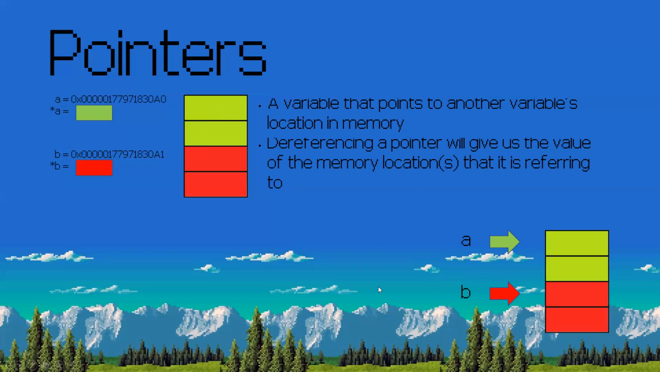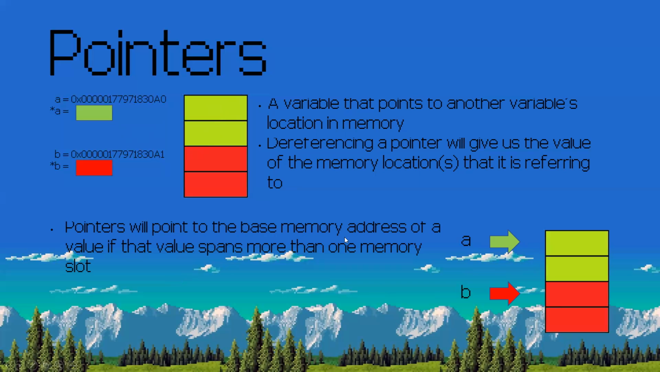Well, in that case, pointers will point to the base memory address of a value that spans more than one memory slot. So what is the base memory address of a value? Well, the base memory address of a value is merely the memory location which that value starts from. So in this case here, the a variable is going to store the address of this memory location because the green value starts stemming from this memory slot.